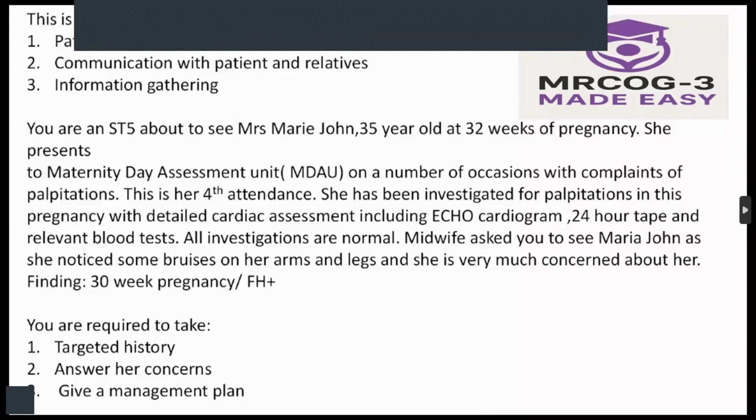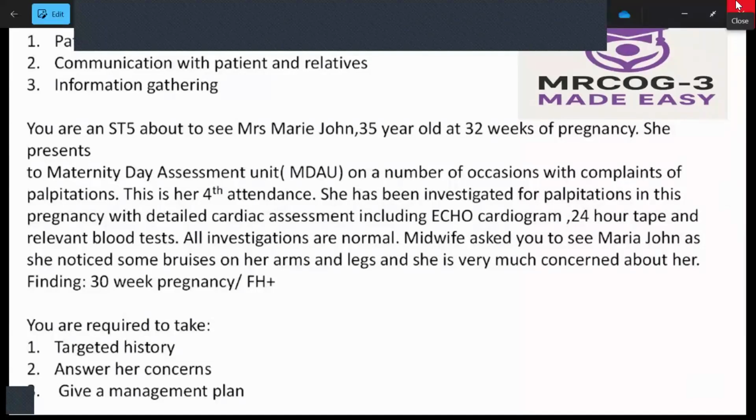I already told you we will be discussing two cases every week, one from each module of Part 3 MRCOG. Today, I'm going to talk about an antenatal case. Before that, I would like to say a few words about the antenatal module.